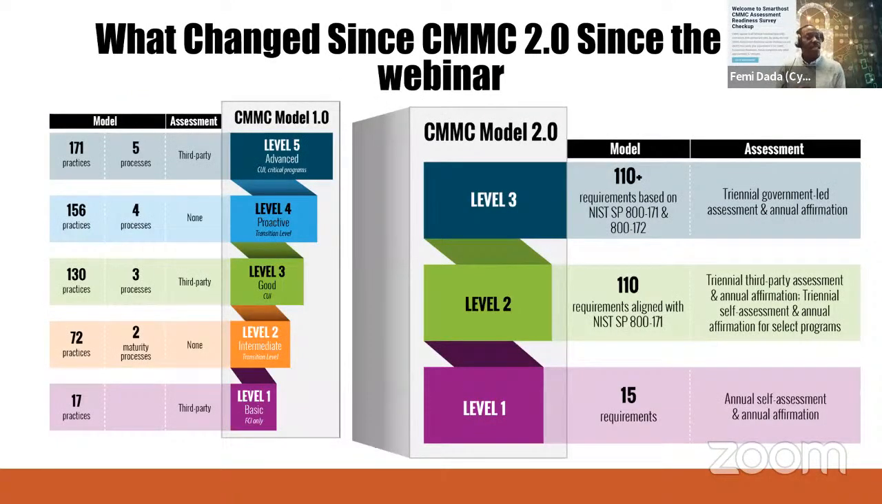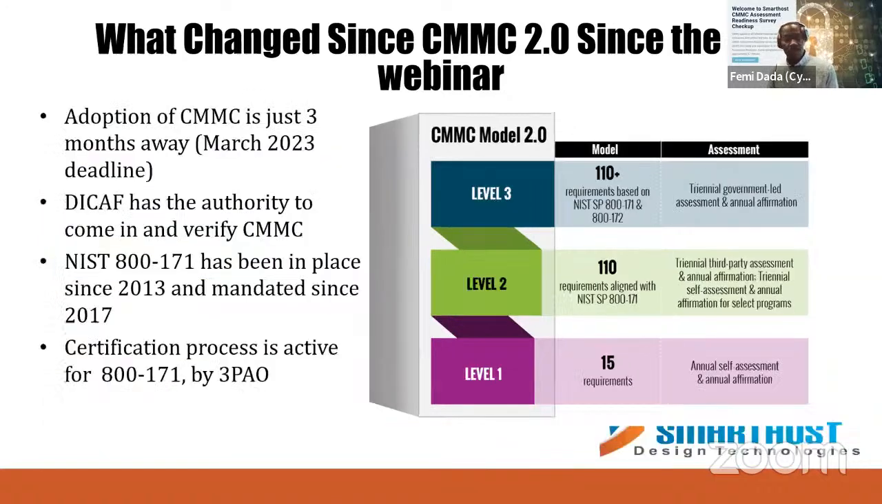So just in a snapshot, this is the difference: CMMC model 1.0, which had 5 levels. Again, forget about that. That's not in place anymore. Level 2 is the correct information, and that's the one you need to focus on moving forward. So again, the adoption of CMMC 2.0 goes into effect in March 2023.